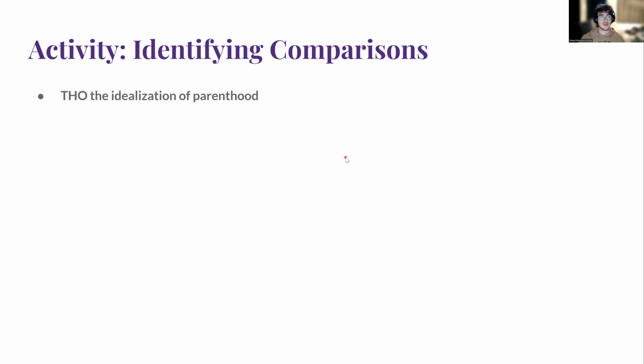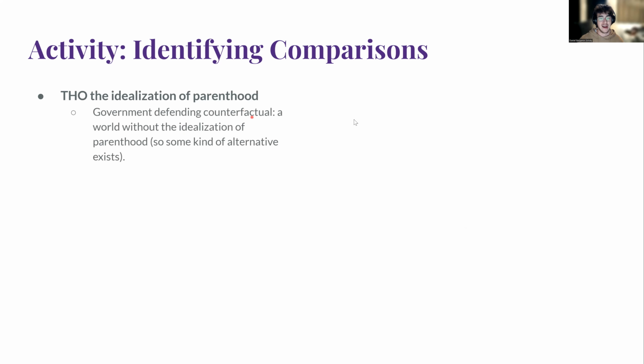So firstly, this house opposes the idealization of parenthood. Identify what government and opposition have to defend. I'll give you 10 seconds. All right. So government's defending the counterfactual.